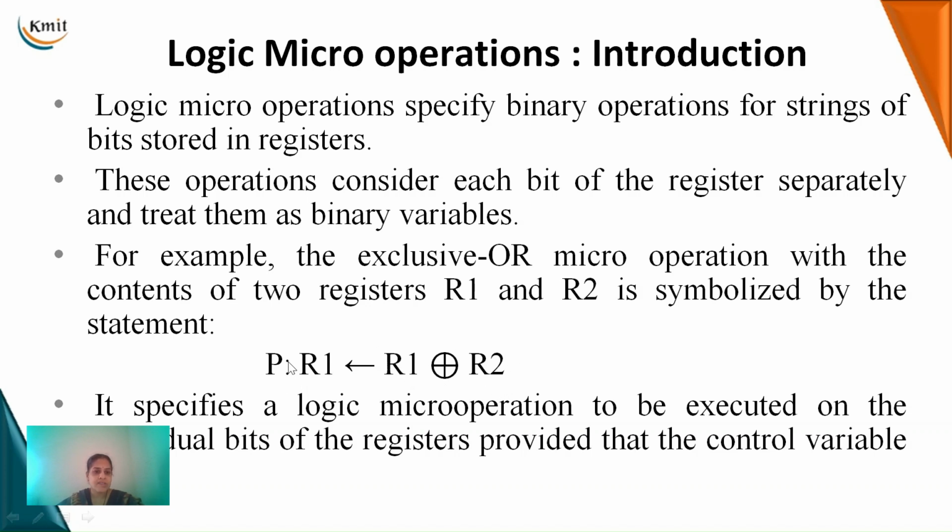So if you see, this is a control function P, which means that when this particular function P is equal to 1, if the control condition is satisfied and P is equal to 1, then it performs a logical operation, an XOR operation, on the contents of the two registers, and the result is placed in register R1.